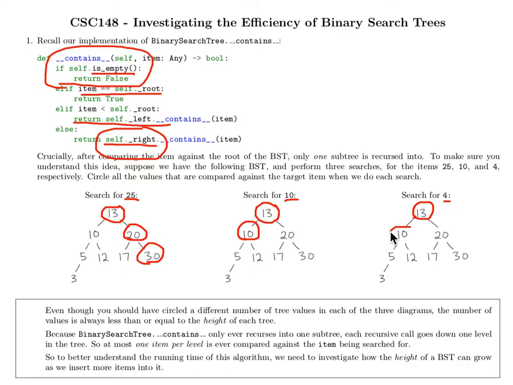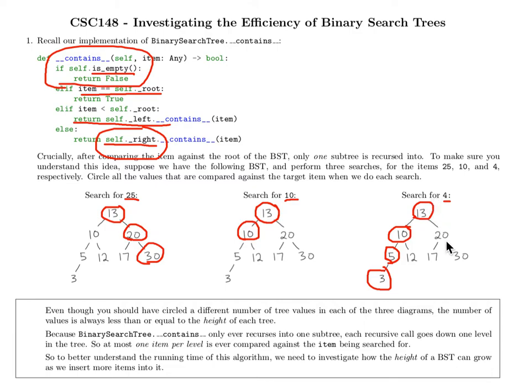So circle that, we go into the left subtree again. We compare against 5, we see, okay, 5 is still more than 4, so we recurse into the left subtree again. We compare 3 against 4, and now we have nowhere farther to recurse, so we just return false all the way back up the tree.